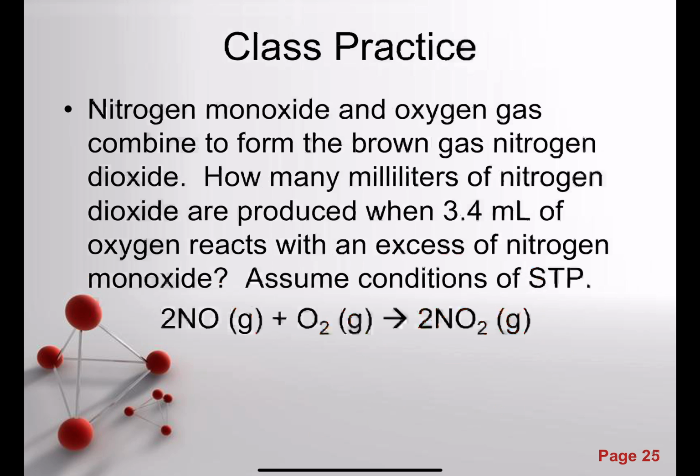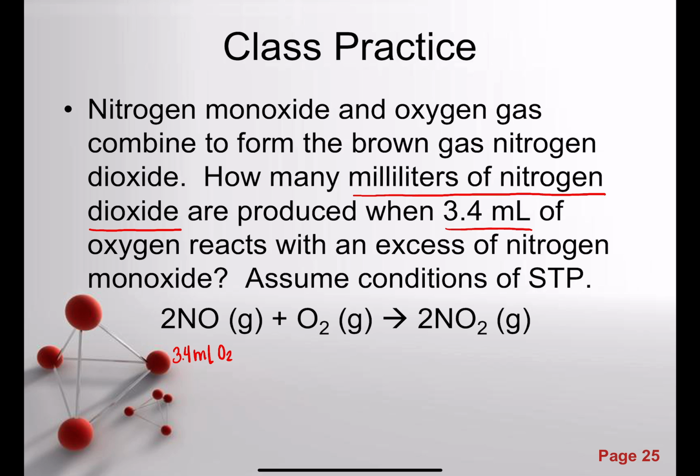So let's look at this one. Nitrogen monoxide and oxygen gas combine to form the brown gas nitrogen dioxide. How many milliliters of nitrogen dioxide, that's what I'm going to try to find, are produced when 3.4 milliliters of oxygen reacts with an excess of nitrogen monoxide? Okay, so I'm going to write down what they give me to start with. 3.4 milliliters of oxygen.